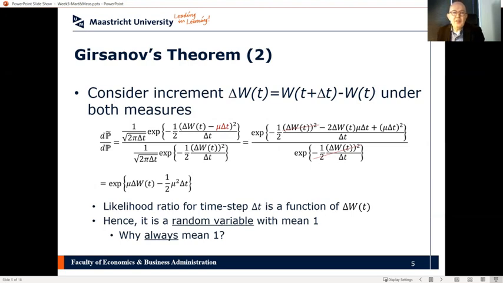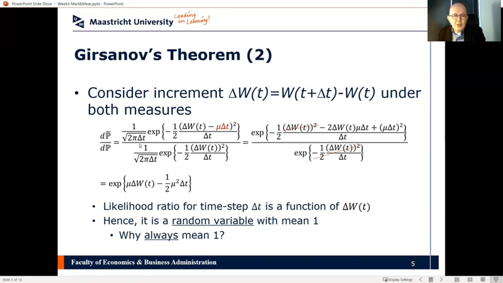The way of doing that is by saying, let's consider a time step delta t. And then I'm going to look at the change in the Brownian motion over that time step delta t, and I'm going to abbreviate this with delta W. And then I can ask myself, if the Brownian motion has a drift, then the probability density function of going one step ahead in time under the measure P tilde involves the exponential of minus the change in Brownian motion minus the drift mu delta t, squared, divided by the variance of the Brownian motion, which is delta t. If there is no drift, then the Brownian motion has a normal distribution with mean 0 and with variance delta t.